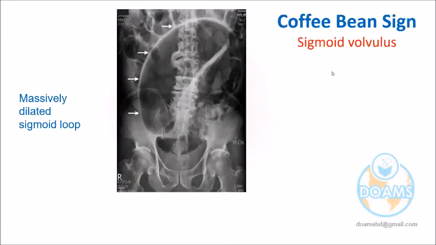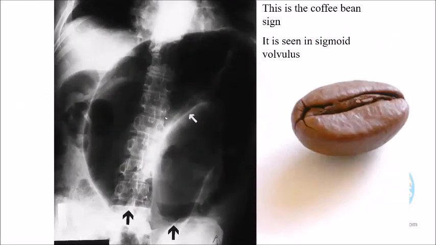And this is the coffee bean sign. Sigmoid volvulus, you see, tire-like. Coffee bean, a massively dilated sigmoid loop. It is called sigmoid volvulus. And this is also volvulus, coffee bean sign. It is seen in sigmoid volvulus. See, like a coffee bean.